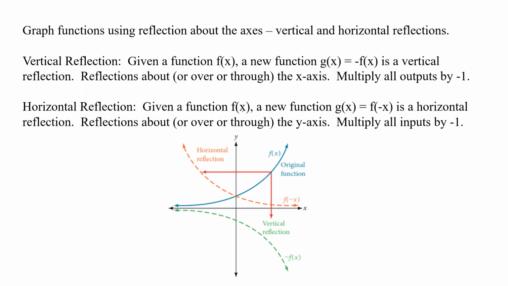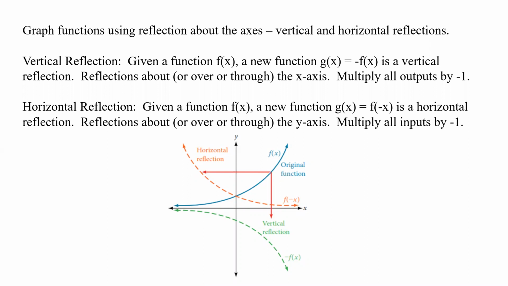Then we also have the horizontal reflections. Again, given a function f of x, the new function is g of x equals f of negative x. So we're changing the input values, the x's. In this one, it's a horizontal reflection, and we're going to reflect about, or over, or through, the y-axis. So we're going to go this direction now. We're going over the y-axis.